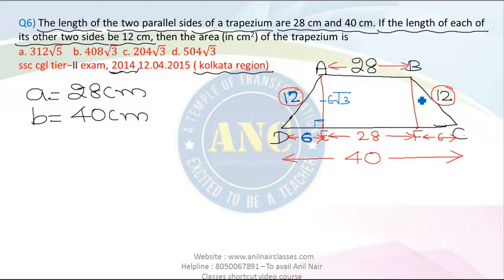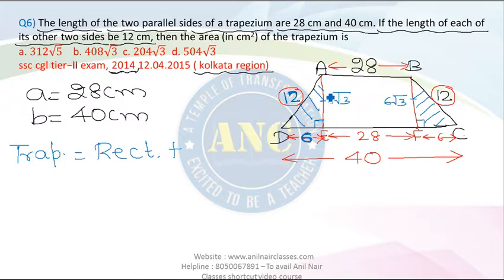This value is 6 root 3. This also is the same height, 6 root 3. So can I say that this left-hand side triangle and this right-hand side triangle both have the same area? That means the total area of the trapezium is equal to the area of the rectangle ABFC plus the area of this right angled triangle ADE.